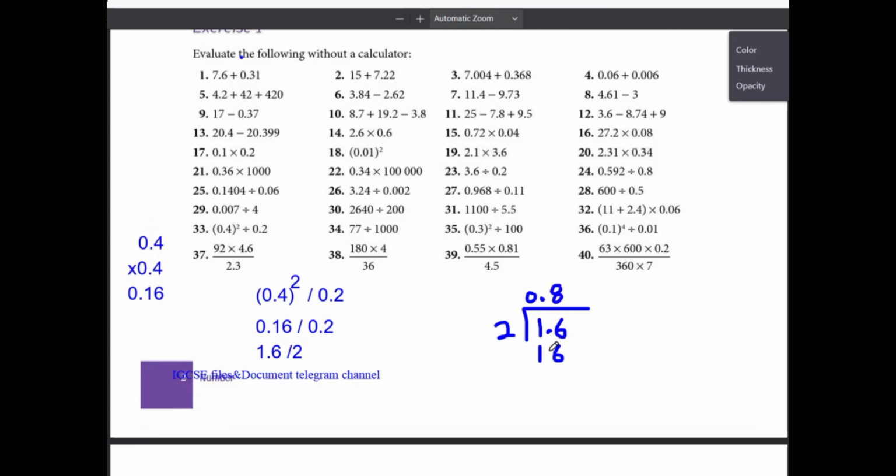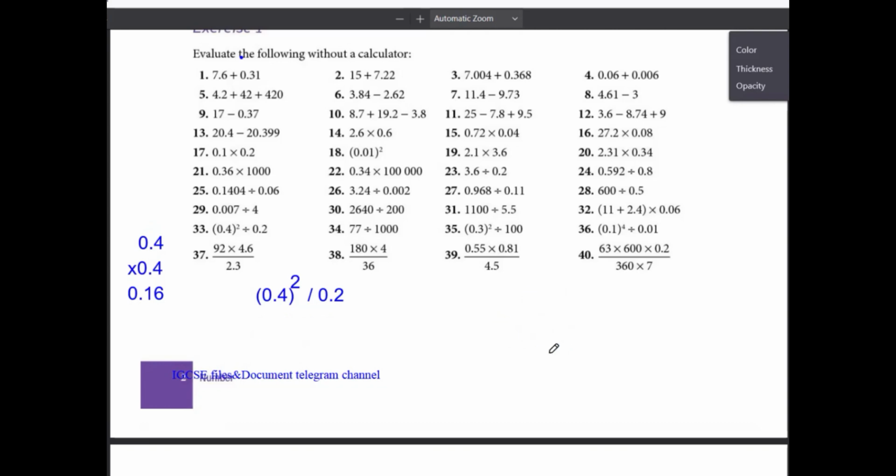Some people put the decimal point here, they put the decimal point down. It's okay. This is actually the best way: we put the decimal point up and then we put it down here. And then we say 6. Then we can read it as 16 divided by 2 is equal to 8. So the answer will be 0.8. Are we clear? Yes.